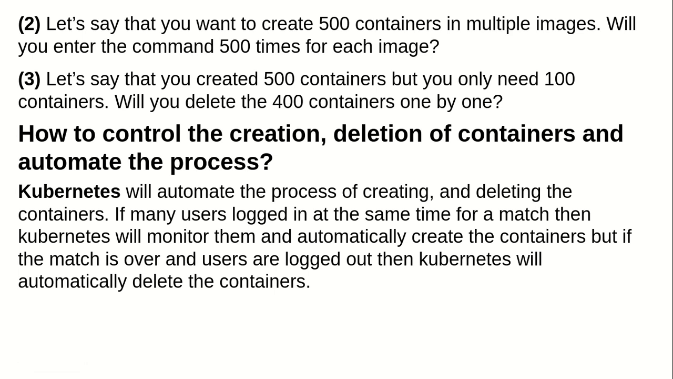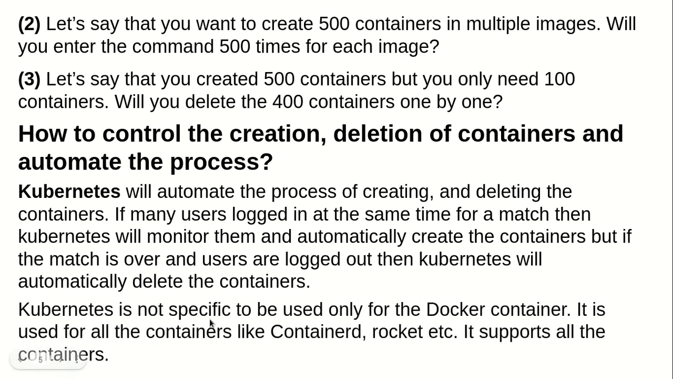Alright, so this container process is also used in big organizations like Amazon, Google, Facebook, Netflix, because if thousands or 100,000s of people log in at the same time, then the server may go down. But with the help of Kubernetes, it is not going to happen. Why? Because Kubernetes will automate the process of containers. Alright? So Kubernetes is not specific to the Docker container. There are a lot of types of containers. It is used for all the containers like containerd or Rocket containers. It supports all the containers.